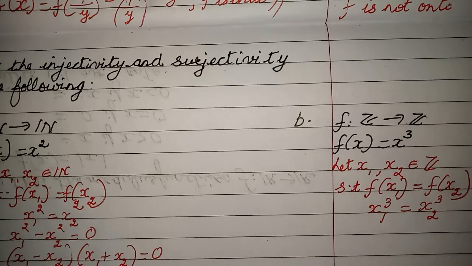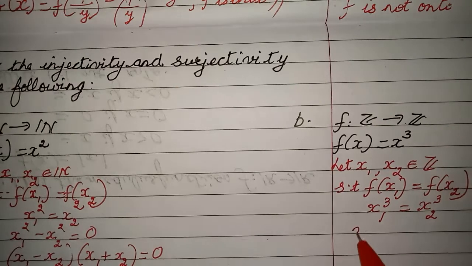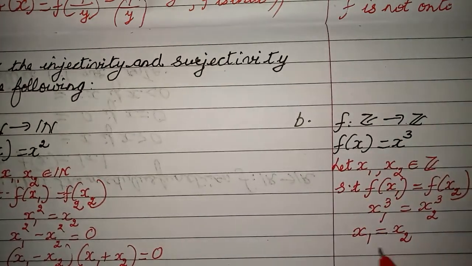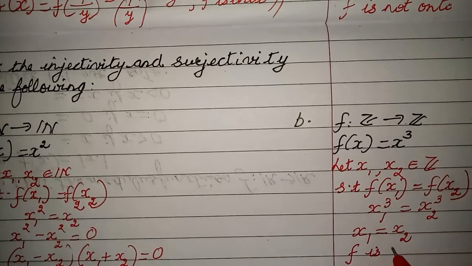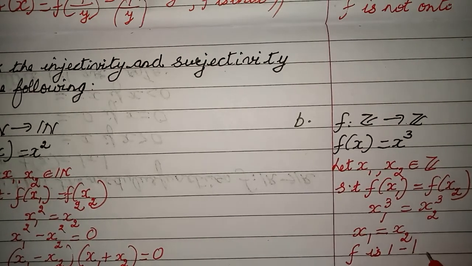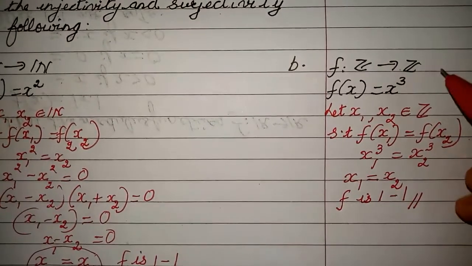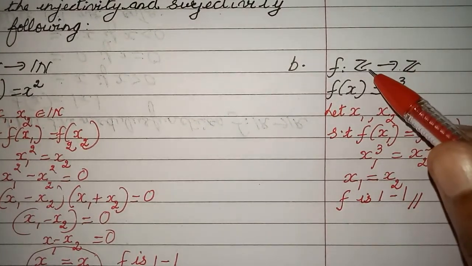If they are giving me the same images under the cube function in integers, that means the integers must be the same. That means here I can write that this situation is possible in integers only when x1 equals x2. So my function f will become 1-1. Is that clear? Right? Because it is a cube function and we have the set of integers.